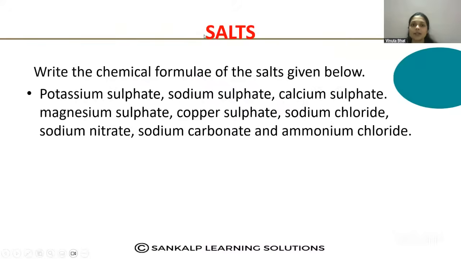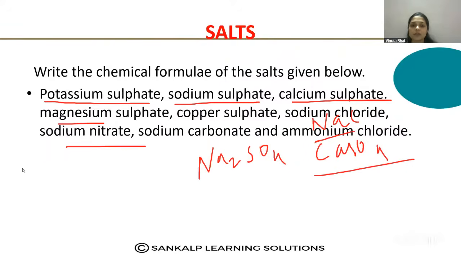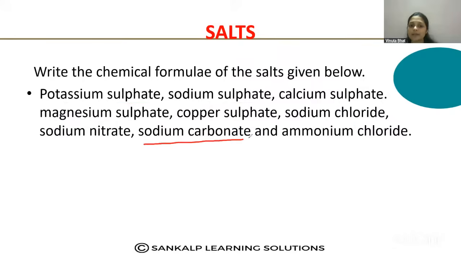Then here some salts are given. For example, potassium sulfate, sodium sulfate, calcium sulfate, magnesium sulfate, for example Na2SO4, CaSO4, and NaCl, sodium chloride. These are all examples of salts. So dear students, try to write the chemical formulas of all these salts.